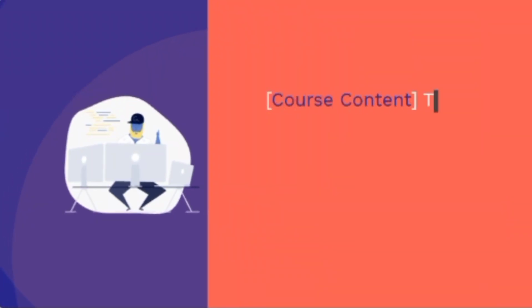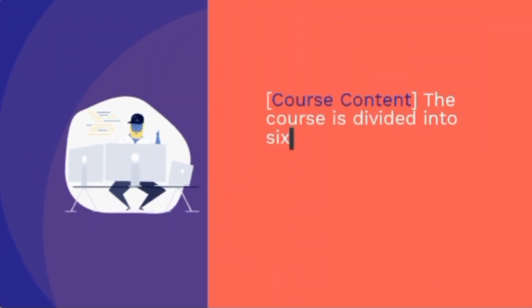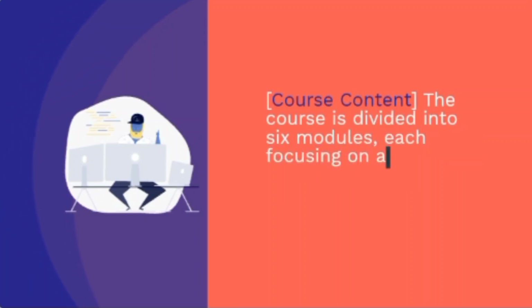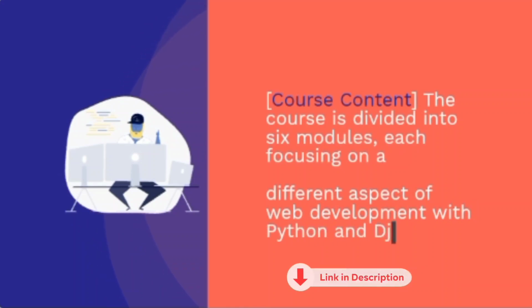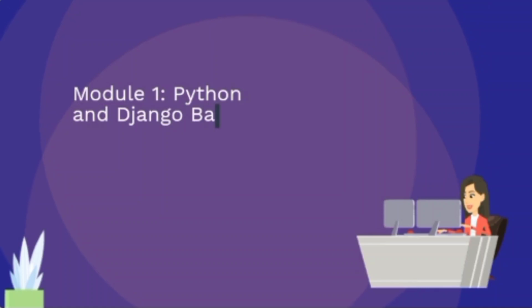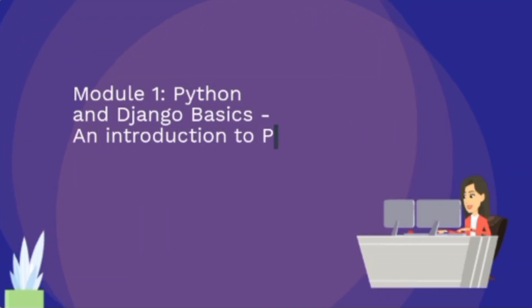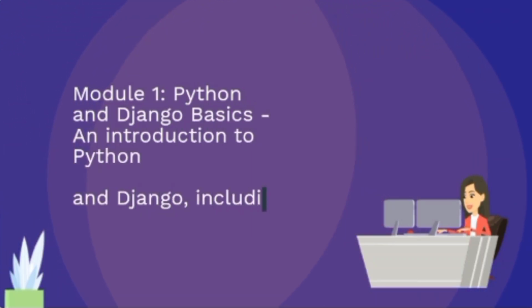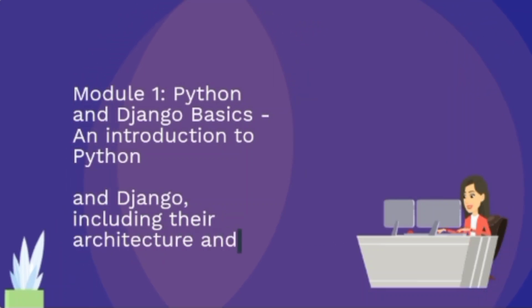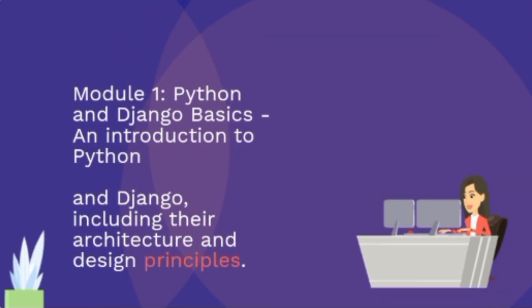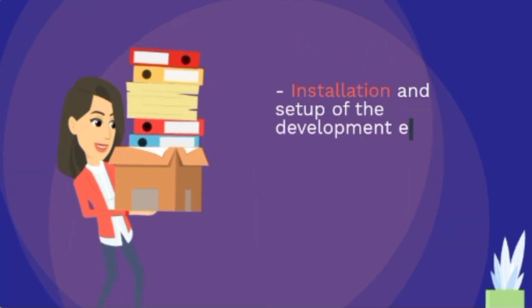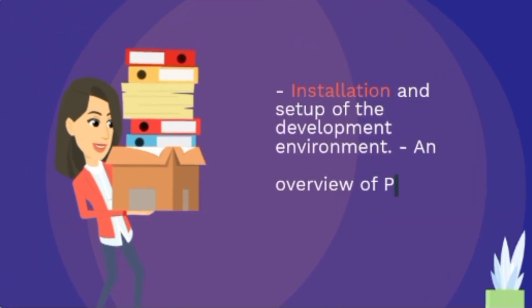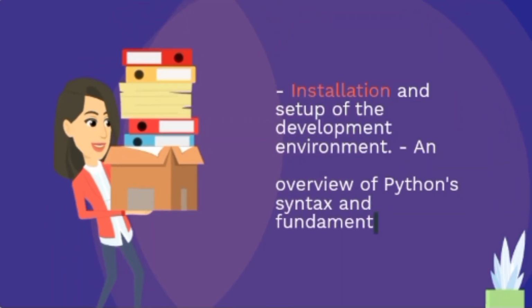Course content. The course is divided into 6 modules, each focusing on a different aspect of web development with Python and Django. Module 1. Python and Django Basics, an introduction to Python and Django, including their architecture and design principles. Installation and setup of the development environment. An overview of Python syntax and fundamental concepts.